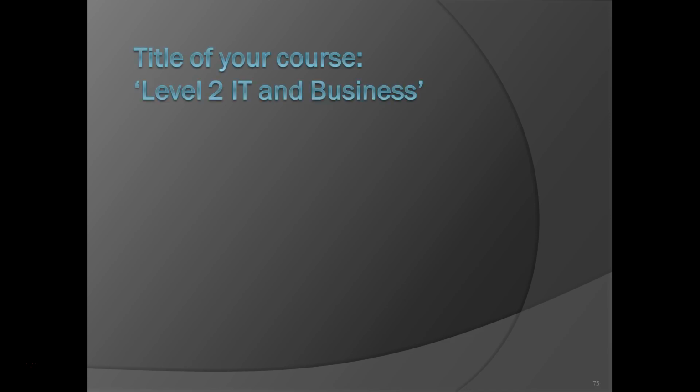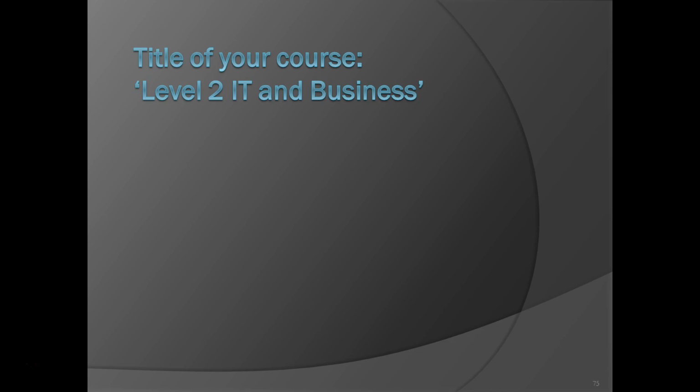I noticed that it's a section called Get to Know Your Course. And it says, read through the course booklet carefully to ensure you know the following. You need to know the title of your course. And that is Level 2 IT and Business. Quite simple that. It's a little bit of an abbreviated version of the full course title. But it'll allow you to differentiate it from any other courses in the college.